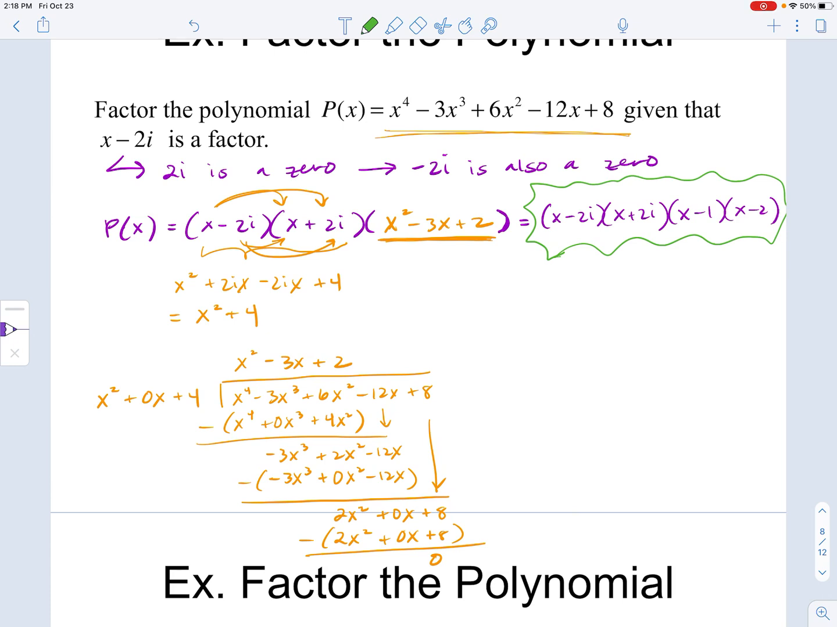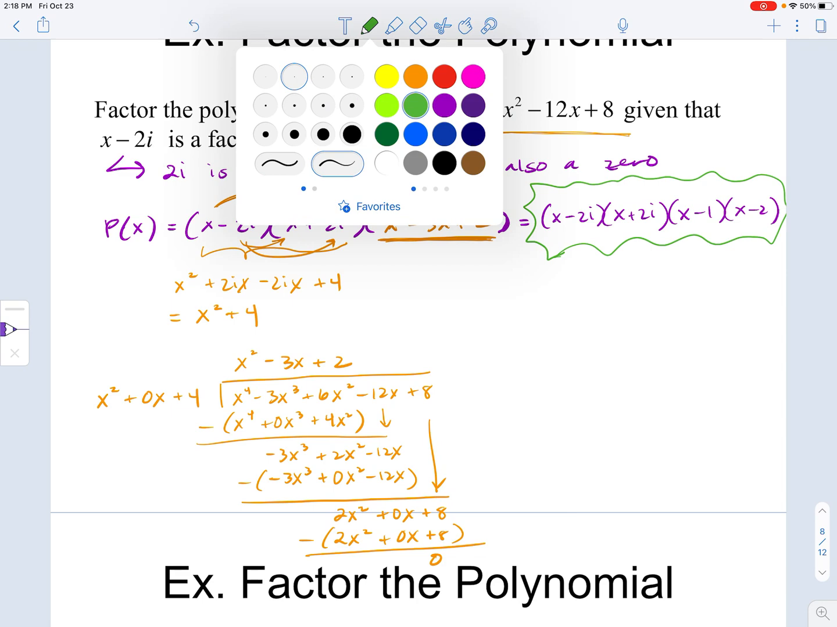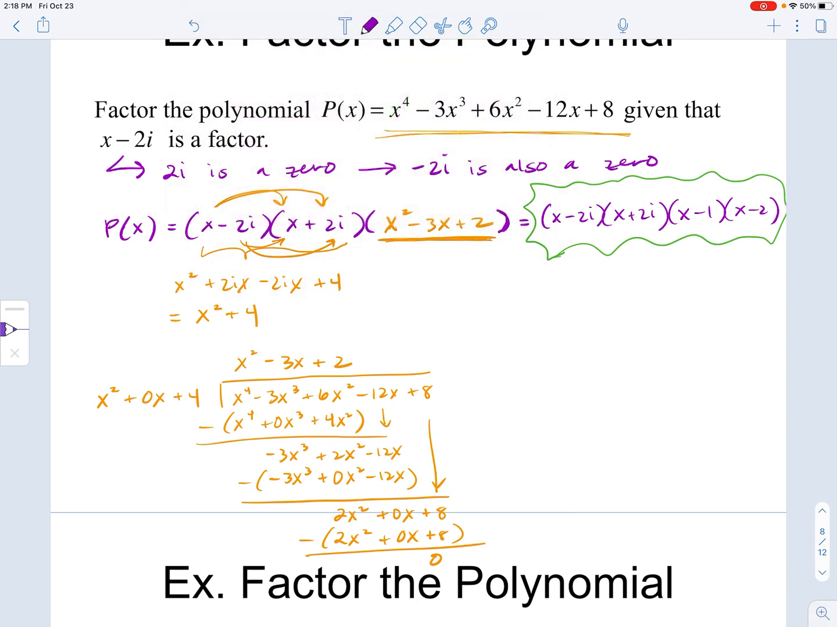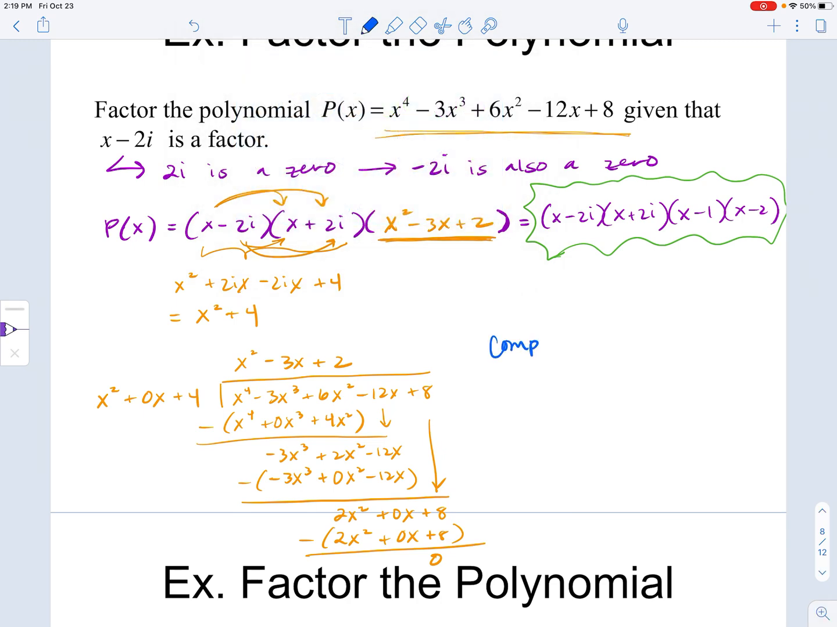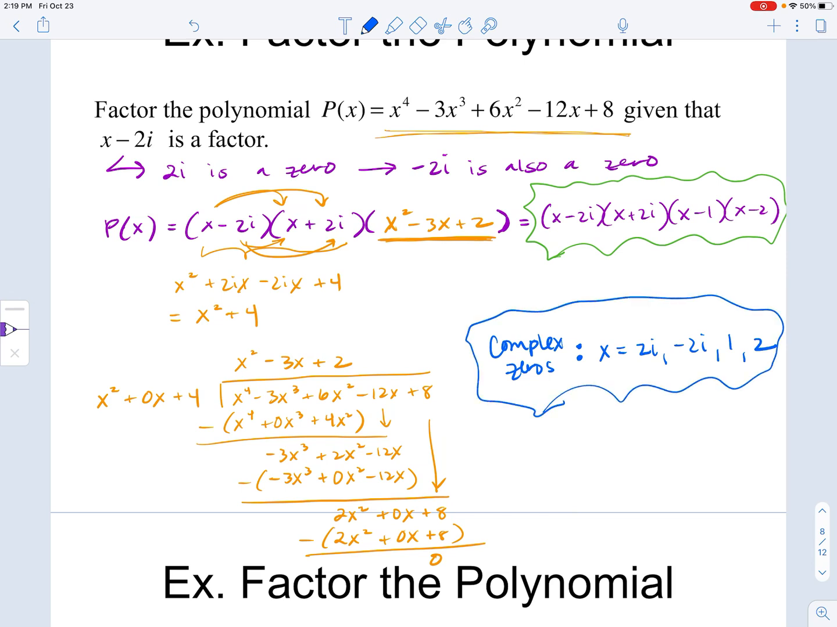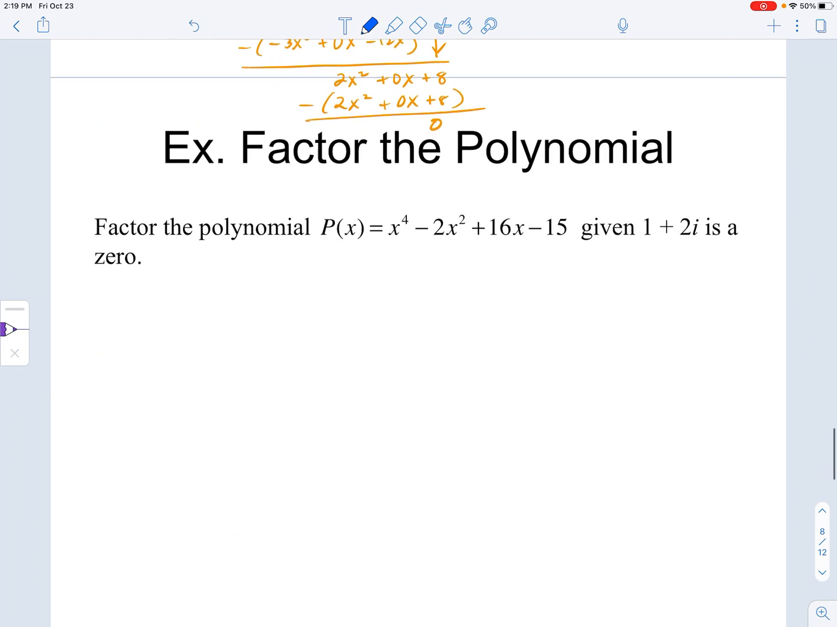We have 4 linear factors that make up that product. So we can also see, even though the question is not asking for it, what all of the complex zeros are for this polynomial. Use another color. So I can list the complex zeros, which include the real zeros. Remember, real numbers are a subset of the complex numbers. So when I ask you for the complex zeros, you should be listing also the real zeros. So we have 2i, negative 2i, 1, and 2. So those are the complex zeros of this polynomial.